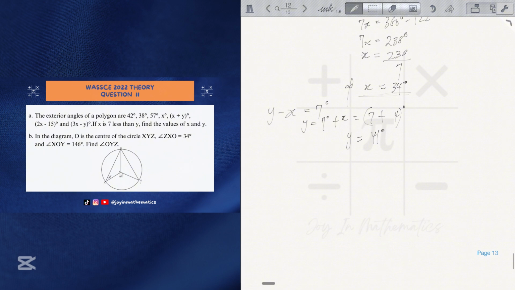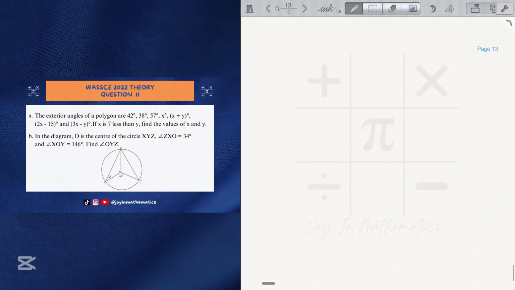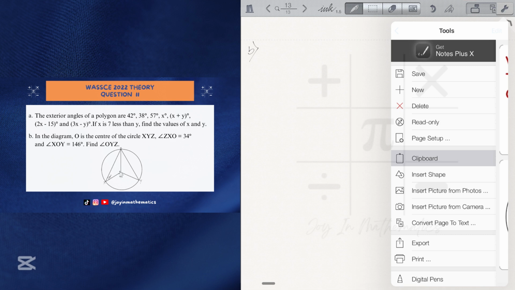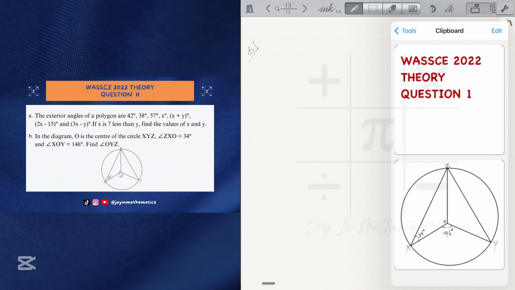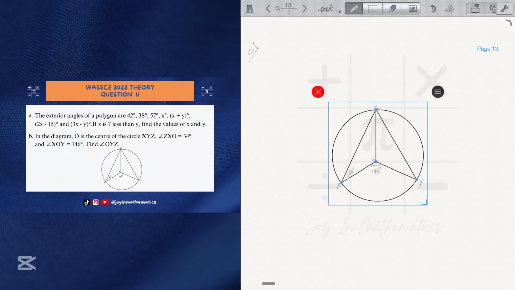Now let's proceed further to the B part of the question. And this time we will have a diagram which we have stored.